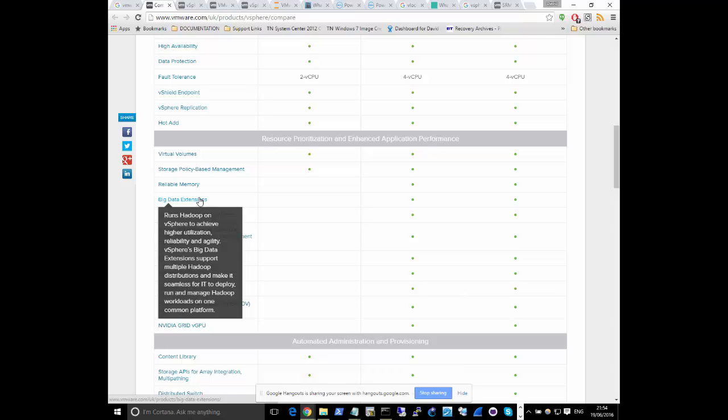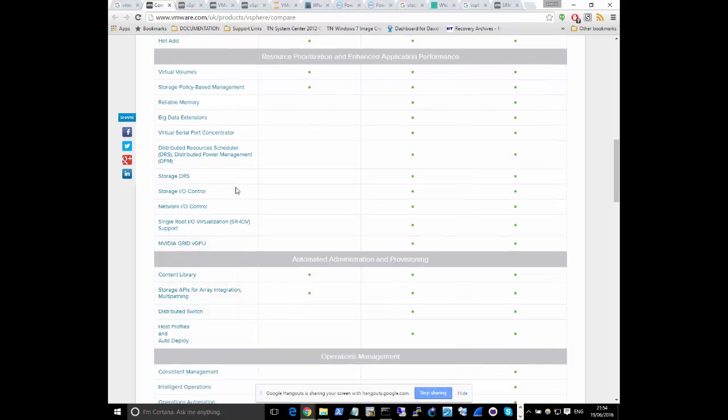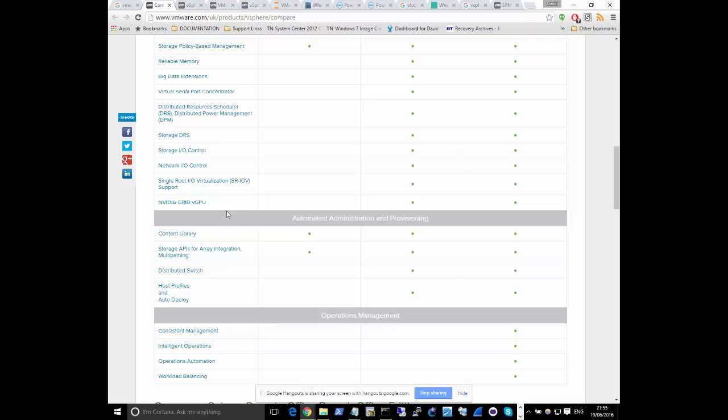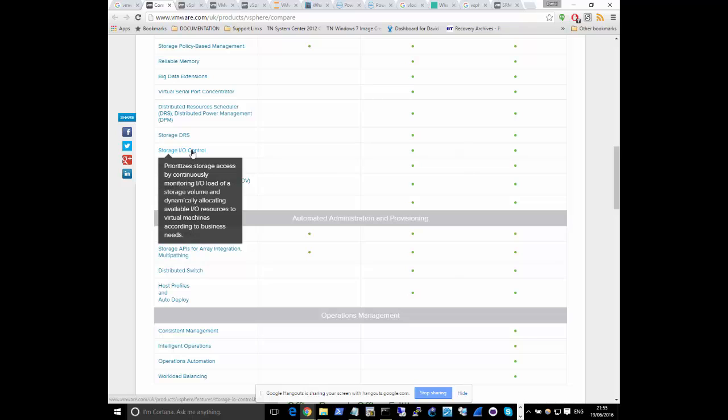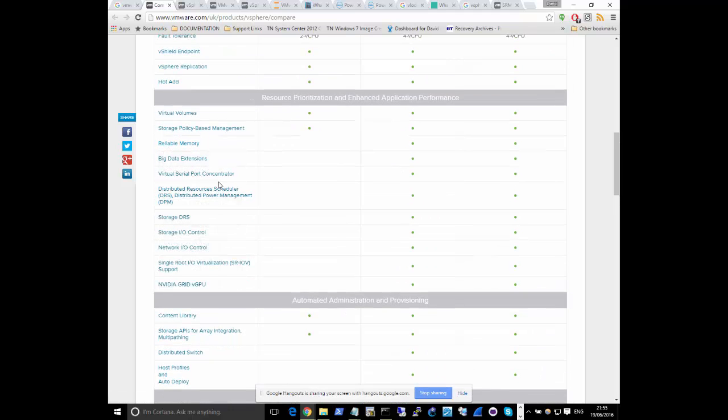Big data extensions run Hadoop on vSphere to achieve higher utilization, reliability, and agility. So we can go through all this, but I've posted the link in the chat window so that we don't waste too much time. But I'll advise that before our next hangout on this, SIOC is a big thing. Storage IO control. Yep, that is right. So this one, storage DRS, storage IO control, network IO control. Oh, okay, but Benji is not able to talk. I wanted to say you should just give us a brief overview of what this is. But I think what we'll do is, because of time.